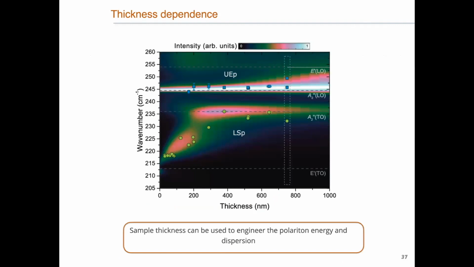Okay, quickly. We were able to measure the thickness dependence of these phonon polaritons, and that's a way to engineer their characteristics. We could go from relatively thin, not super thin, about 50 nanometers, to close to 1 micron. And we see that the evolution of the surface polariton and the guided polariton matches that of the simulations as well.